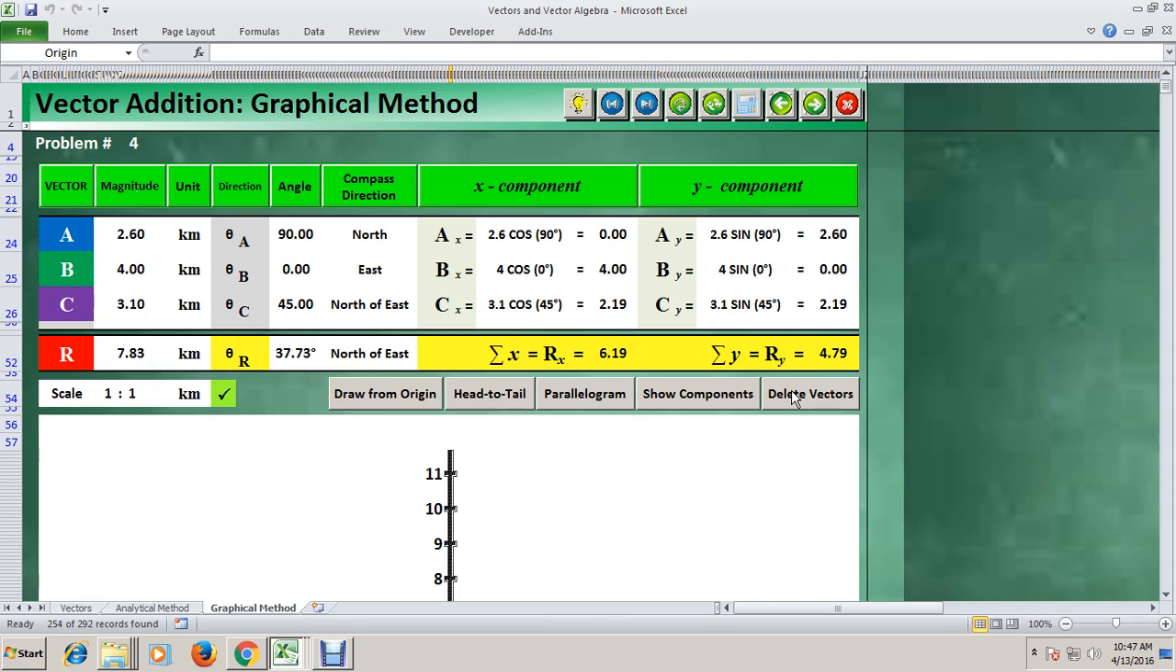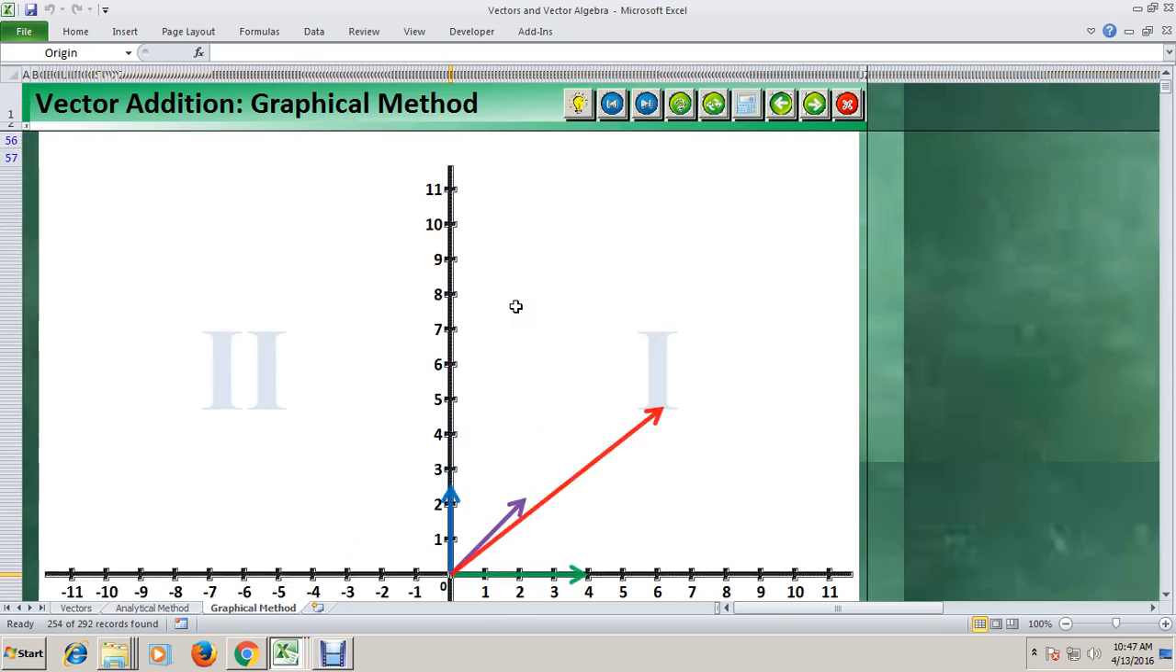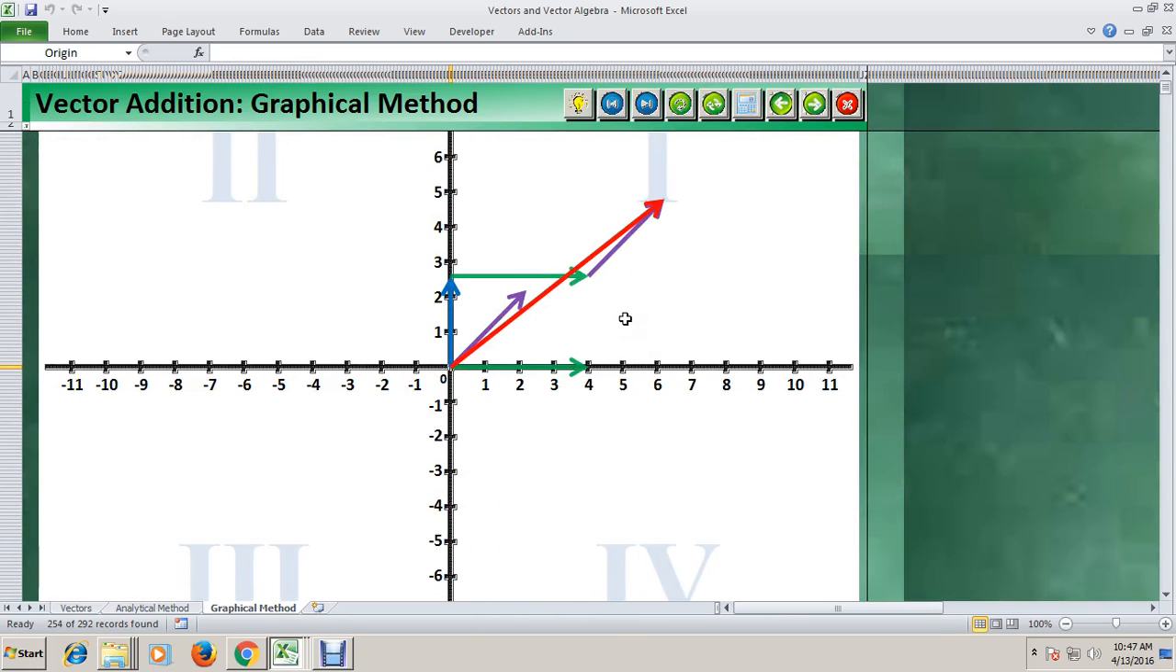If we're going to draw the vectors head to tail, try to notice that the green vector was drawn on the first vector. In succession, the third vector is drawn on the tip of the second vector. The resultant vector is the same as when we draw the vectors from the origin. The resultant vector is again drawn from the tail of the first vector ending up at the head of the last vector.